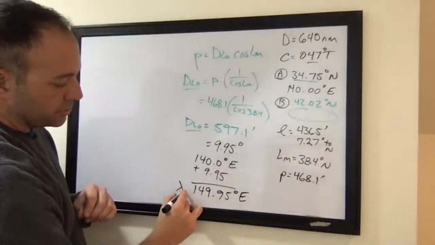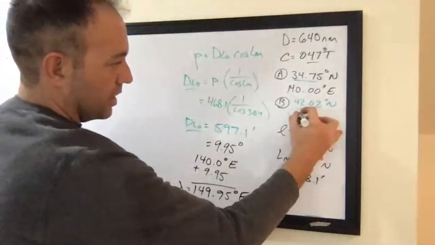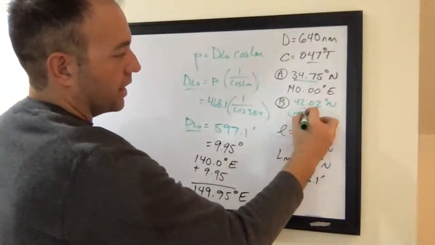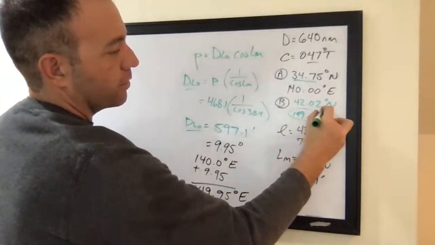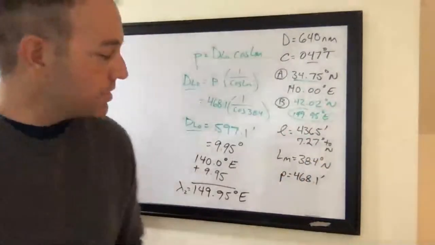Here's a symbol for longitude if you want to be kind of cool, lambda, right? So write it in green, 149.95 east.